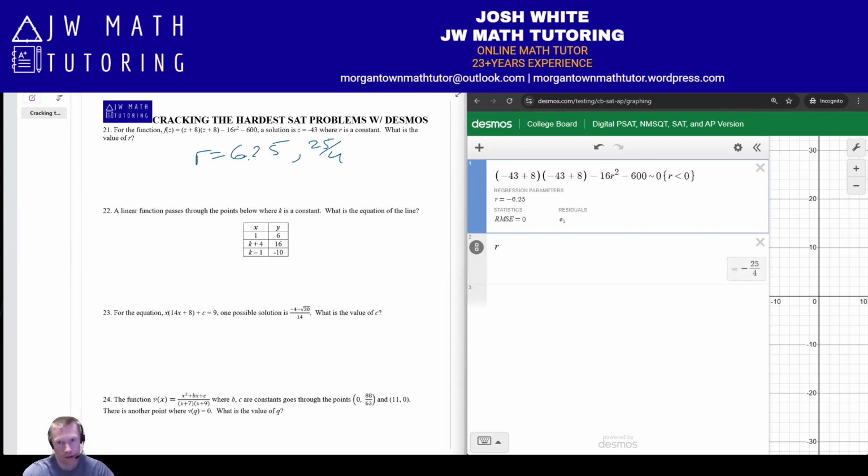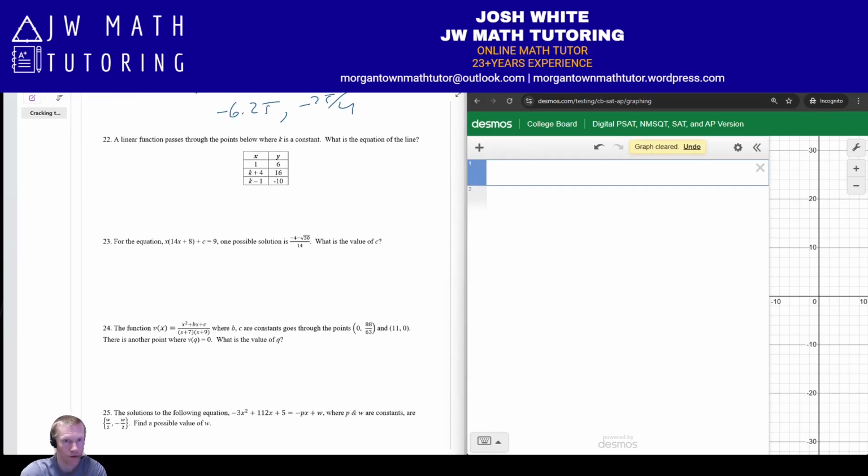Yes, it does here. So positive 6.25 is an answer. Positive 25/4 is an answer. Negative 6.25 is also an answer. Negative 25 over 4, also an answer. So there's 4 different answers you could write in here. All are correct. And again, this is how you can do this entire problem entirely in Desmos.